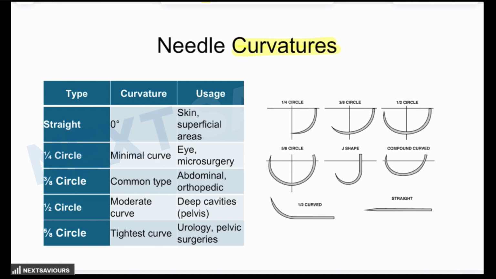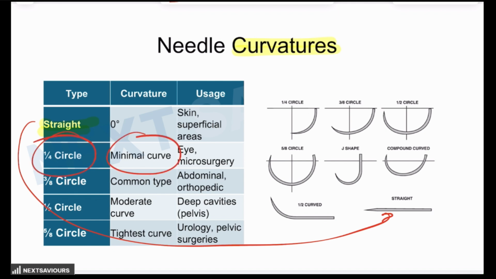You see a straight type of needle, which is obsolete today and not at all used. This is how it is identified. A quarter of a circle, which has a minimal curve, is used particularly for suturing micro organs, like in ocular surgeries or microsurgeries. Now, 3/8 of a circle is the most commonly used type of needle, particularly in orthopedic practice and in abdominal closures.